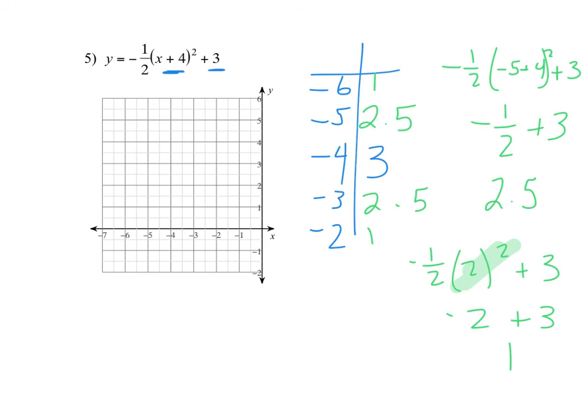I'm going to go to my graph. Negative 4, 3, negative 3, 2.5, negative 5, 2.5, and negative 2, 1, and negative 6, 1. Use a different color here. We can fill out our quadratic. Oh, that didn't come out very good. We can fill out our quadratic like that.